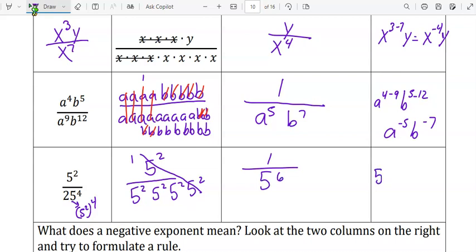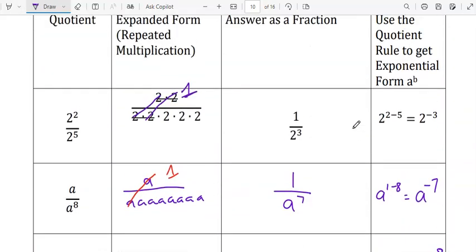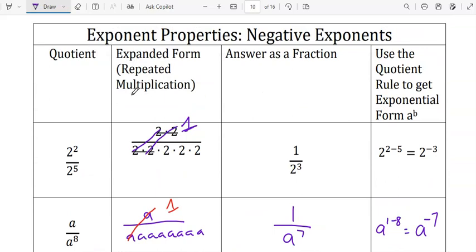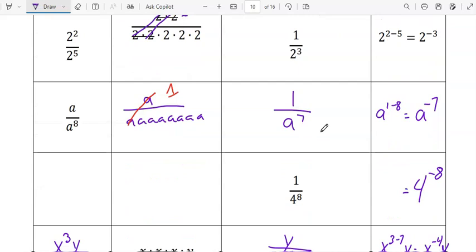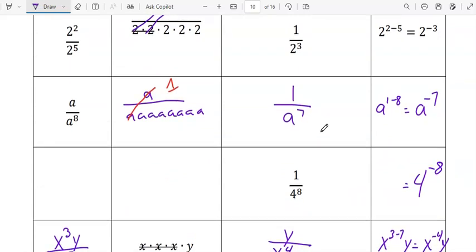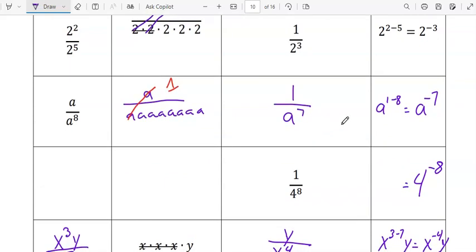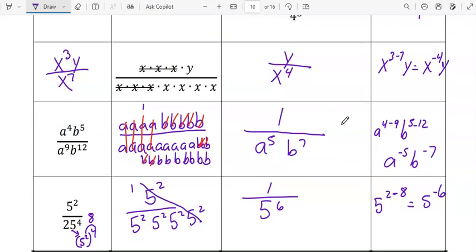We have 5 to the 2 minus 8. Because 2 times 4 would give you 8. 5 to the negative 6th power. Now the standard answer you would have on these types of questions would be the form that is in the 3rd column. The answer is a fraction. They usually want you to have all the exponents as positive exponents for your final answer.